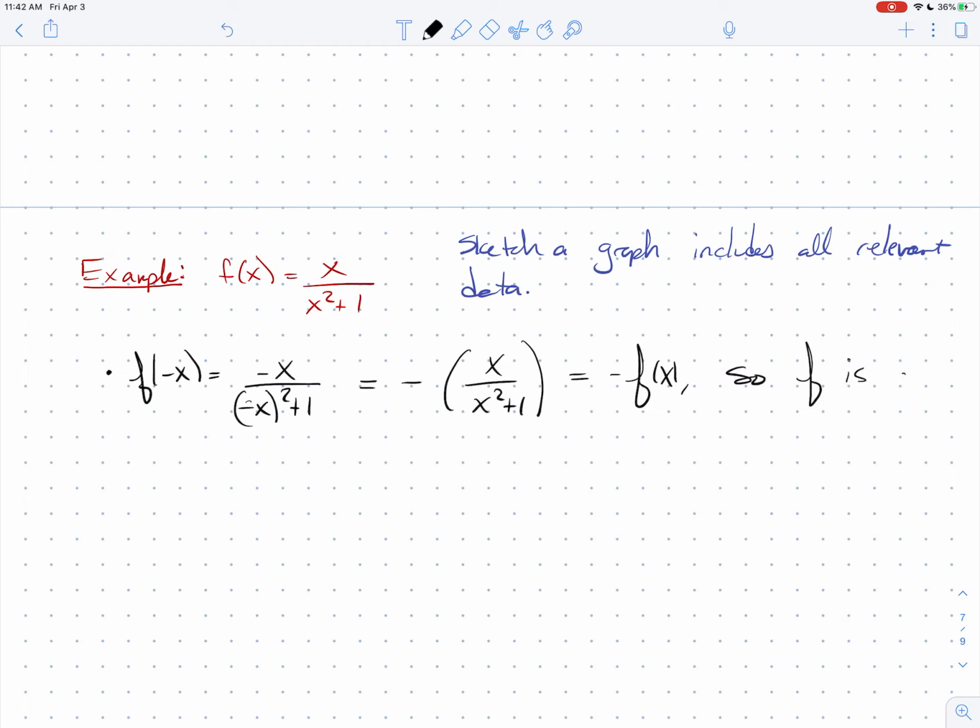So I can see that f is odd. Now, why does that matter for sketching a graph? Well, because I have symmetry. I have symmetry over the origin. So I know now that my graph should be able to be reflected over the origin. That's really useful. So you definitely want to pay attention to any kind of symmetries you might have.